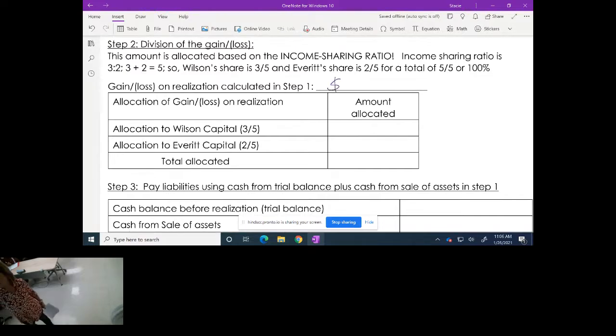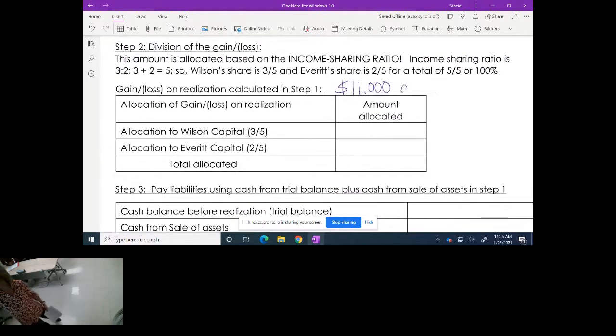So our gain from part 1 is 11,000. Oh, that's interesting. If you're just in the wrong place with this thing, it thinks you're trying to move it and not write on it.